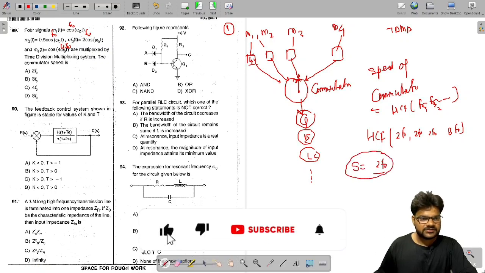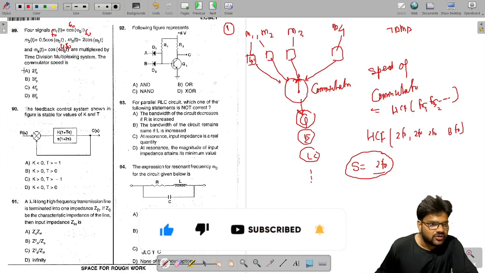On TDMA, this was a very basic question. Otherwise, some good questions can also be framed on this topic. So the option is A.